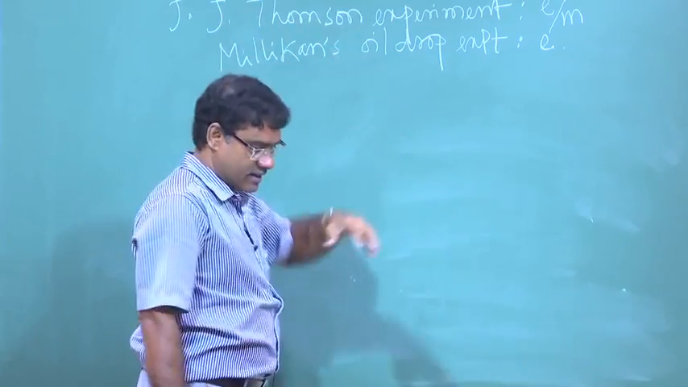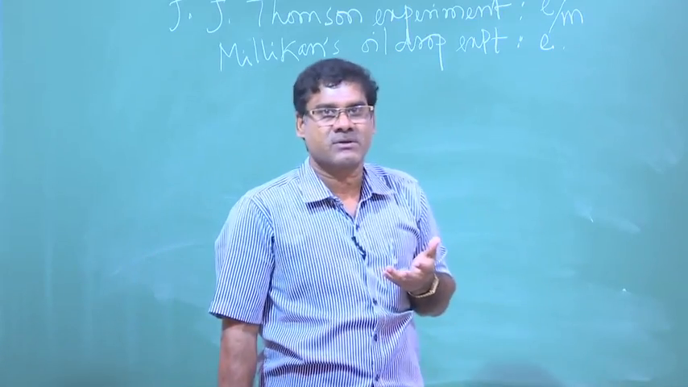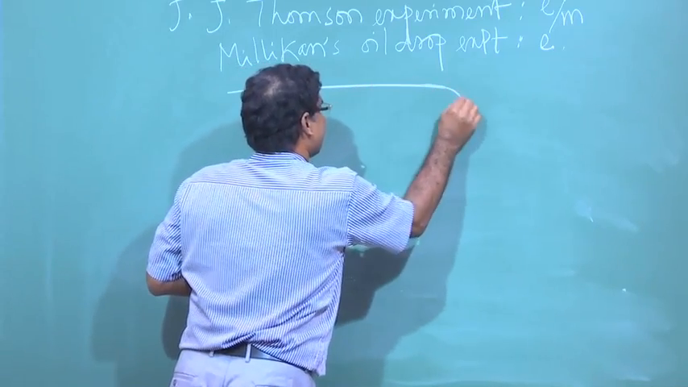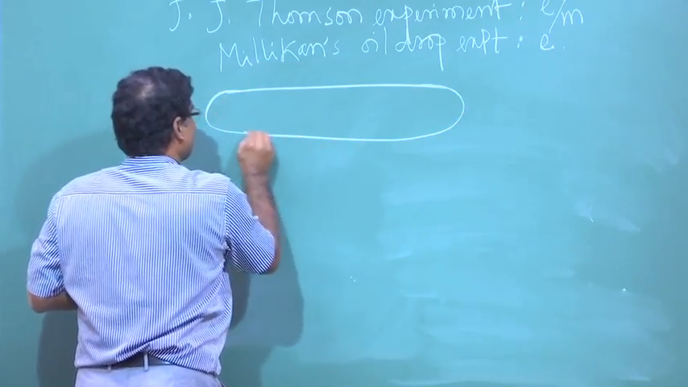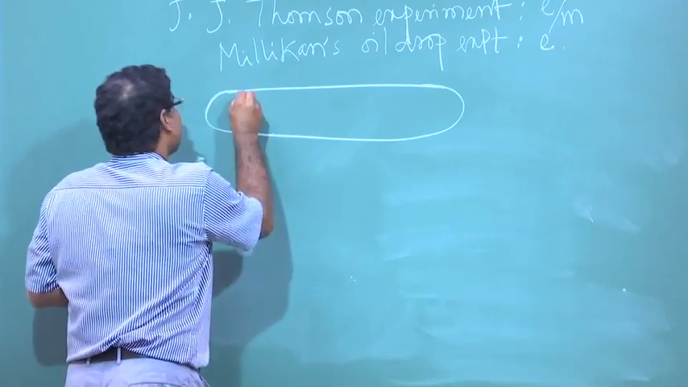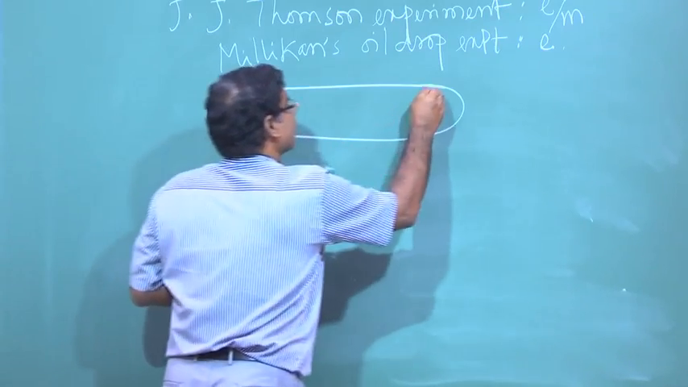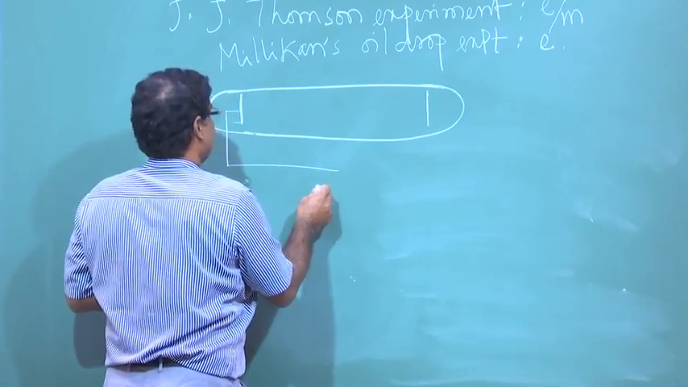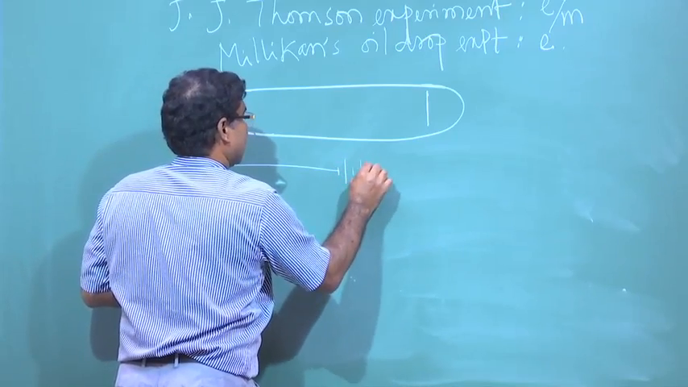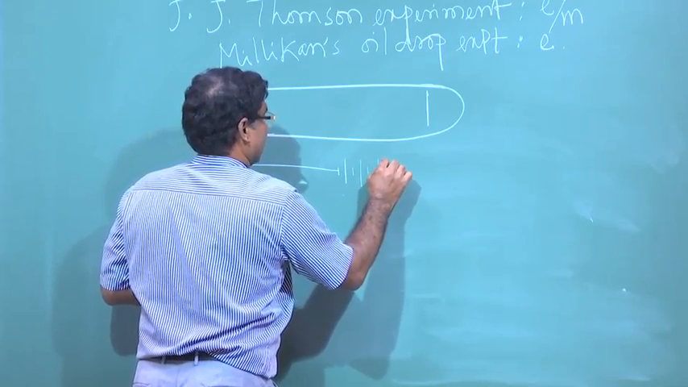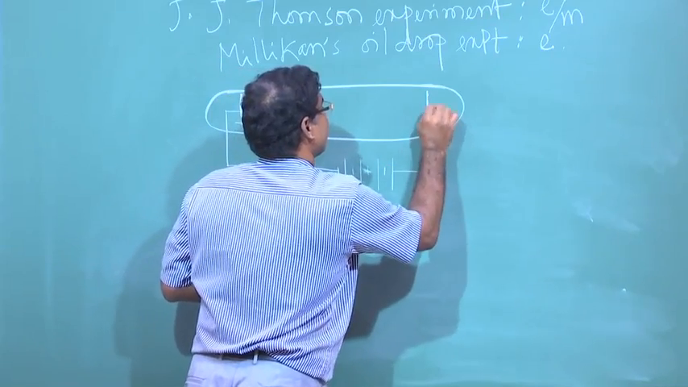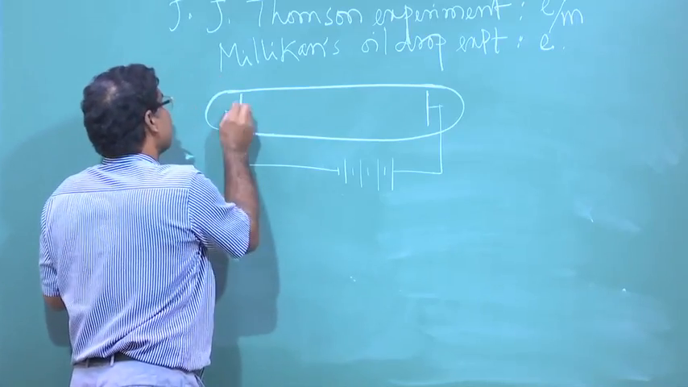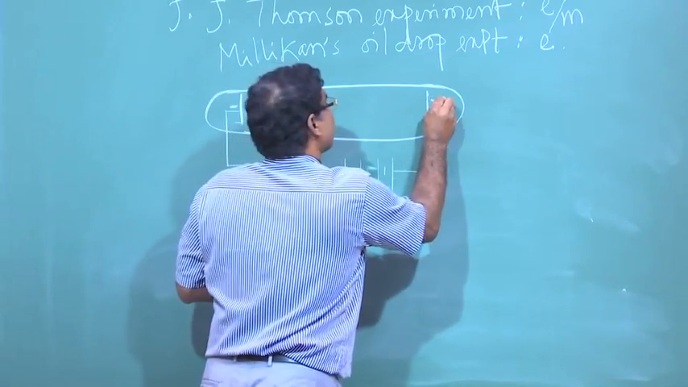It is a very interesting experiment, and it was done during that time. For Thomson's experiment, a discharge tube was used. What is that? The discharge tube is a closed glass tube with one electrode here and another electrode here. A very high voltage is applied between these two electrodes. This one is called the cathode, and this one is called the anode.